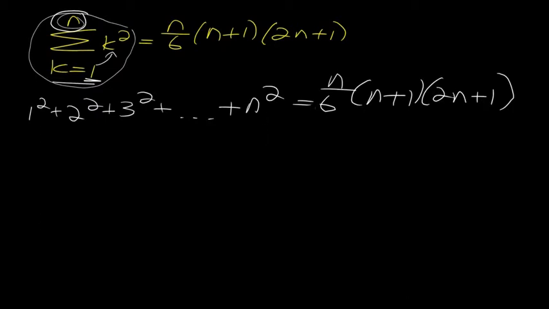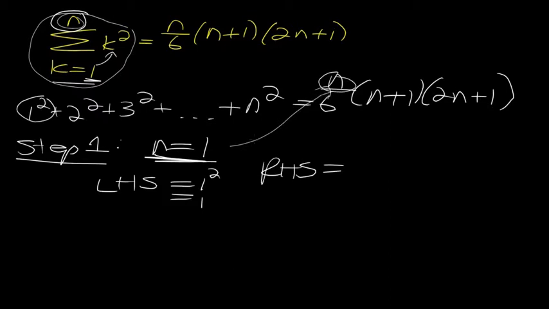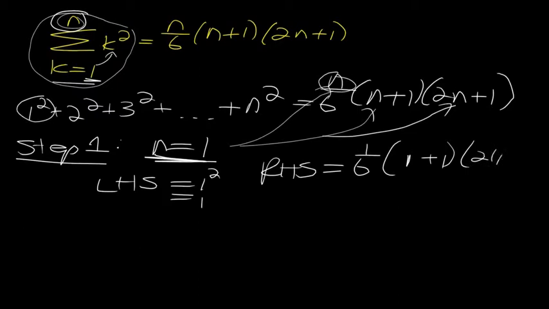Now we need to prove that this statement is correct, and we do this by using steps. Step 1, and this is always the steps we take, we look at n is equal to 1. If n is equal to 1, the left hand side, the first term will be 1 squared, and that's just 1. On the right hand side you replace the n with 1, so it's 1 over 6, 1 plus 1, and 2 times 1 plus 1.